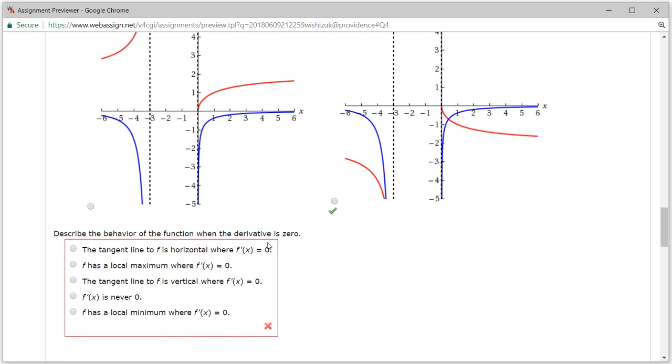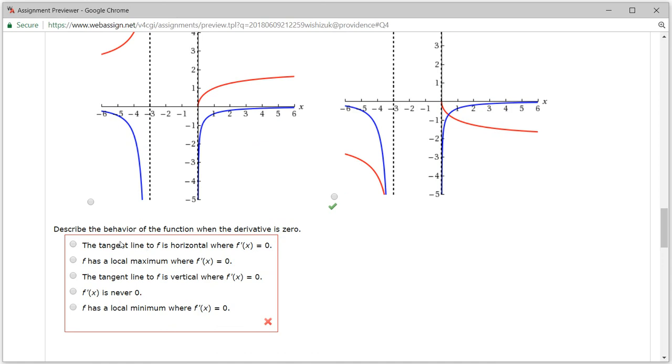Let's look at the next one. Describe the behavior of the function when the derivative is 0. The tangent line of f is horizontal where f prime is 0, so this is actually right. Let's look at the other ones. f has a local maximum where f prime is equal to 0. Would that be true?